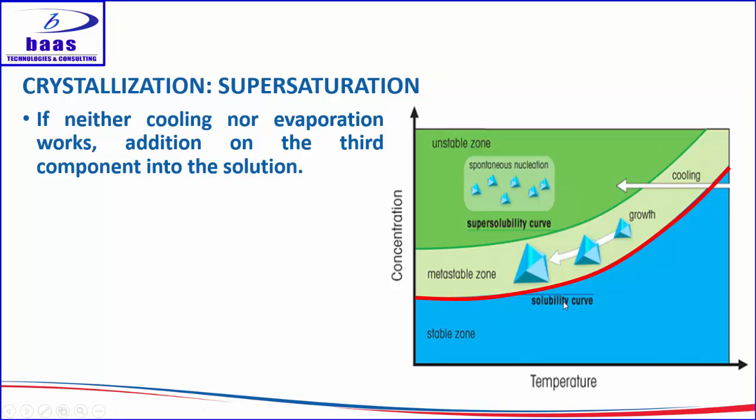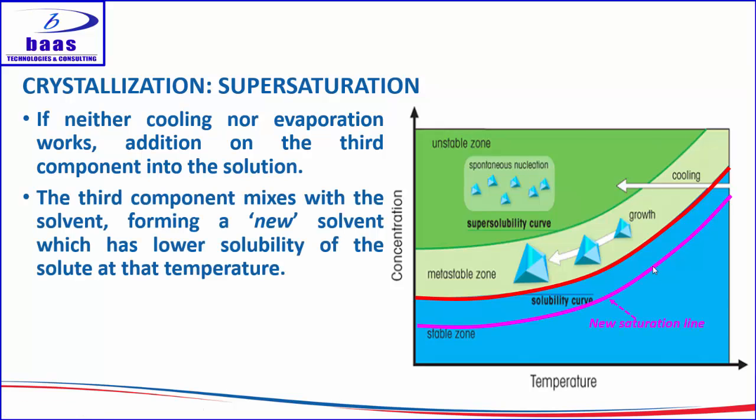If neither cooling nor evaporation is applicable to your system, we can attain supersaturation by addition of a third component into the solution. This third component mixes with the solvent and changes the solvent properties to form a new solvent which has lower solubility of the solute, in this way shifting the solubility curve downwards. If you had a solution somewhere in this region and then you add the third component, it will shift your saturation line to this point, and now you are above the saturation line in the supersaturation zone.